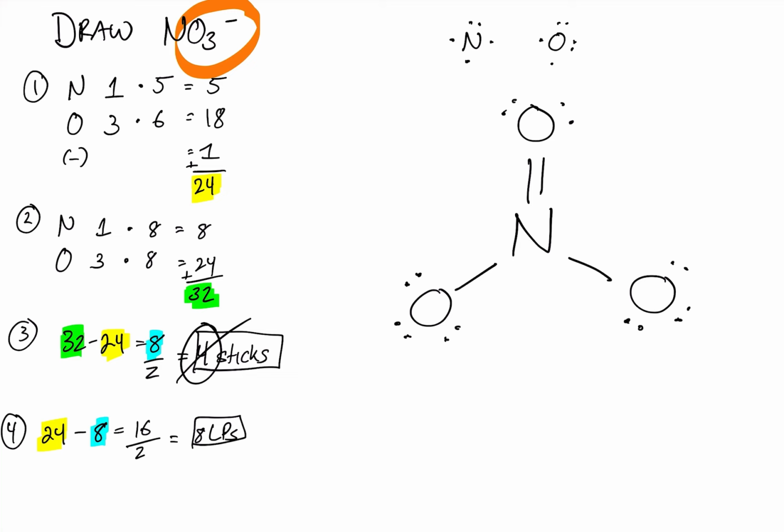So there we go. We've drawn this structure. The only thing that we need to do is to express the charge, and we're going to do that using square brackets and putting the charge outside of the square brackets.